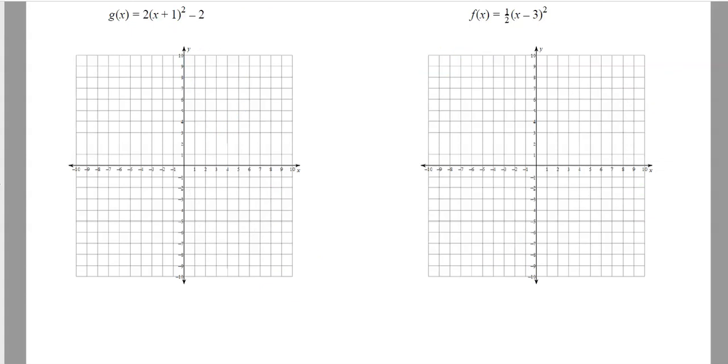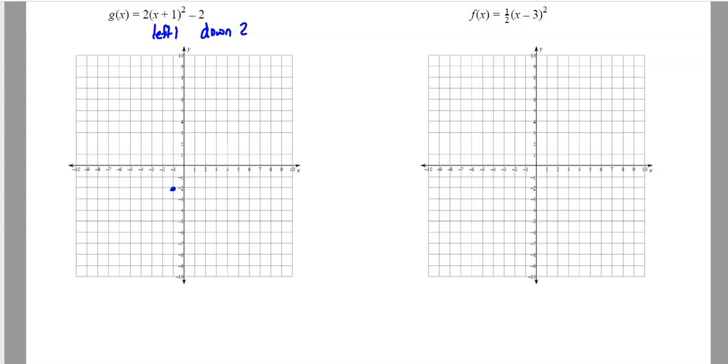So on this one, we've got something new going on here. I look in the parentheses. I'm like, all right, +1, it's opposite of what I would think. So we're going left 1. -2 means we're going to go down 2. So that's my vertex. All right, so I'm going to go left 1, down 2.